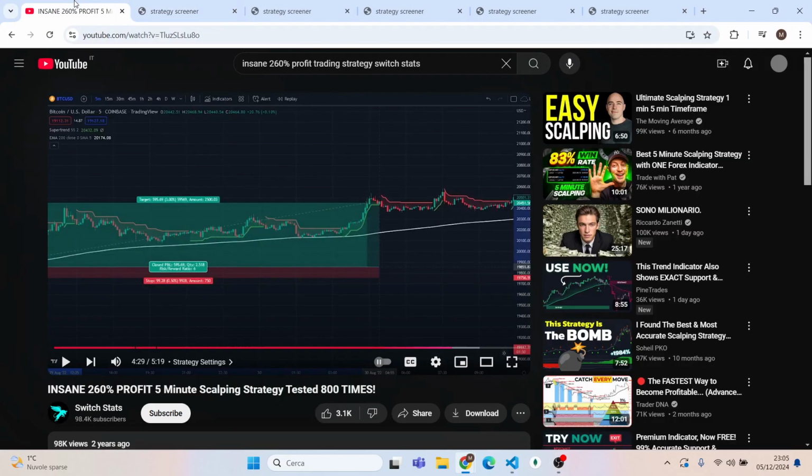Today we are going to backtest a new high win rate strategy by Switch Stats: a 260% profit 5 minute scalping strategy. This strategy uses only 2 or 3 indicators on TradingView. You can find it, they are Supertrend and EMA 200, and it seems really profitable. But as always, my goal is to backtest it on years of data and tell you if it's really profitable or it's basically bullshit. So, let's not waste any time and let's talk about the backtesting.